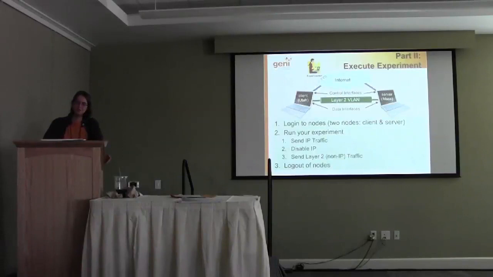Each of those virtual machines has two interfaces. One of those interfaces is a data interface, and it's connected to a layer 2 circuit, a VLAN that we have configured. And they also each have a control interface, which has a publicly addressable IP address connected to the internet. That's the interface you go over when you SSH into your node. That's important to understand, because in a second we're going to do things to the data interface, and if you do them to the control interface, you might not be able to talk to your node later. So be careful.